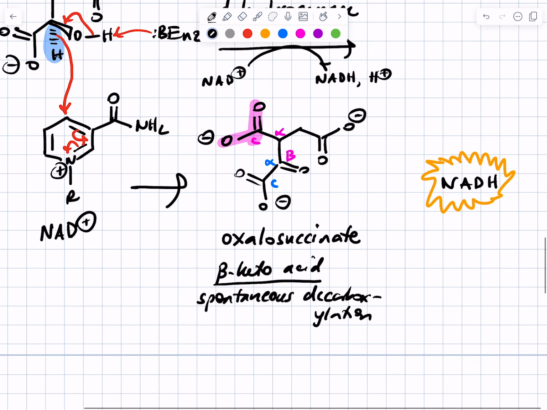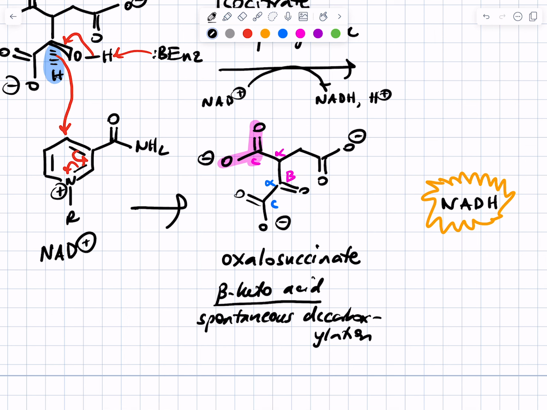So let's show you the spontaneous decarboxylation of the beta keto acid. Electrons on the carboxylate oxygen kick down to make CO2. Normally, we might show these electrons going on to the alpha carbon to make a resonance stabilized intermediate.